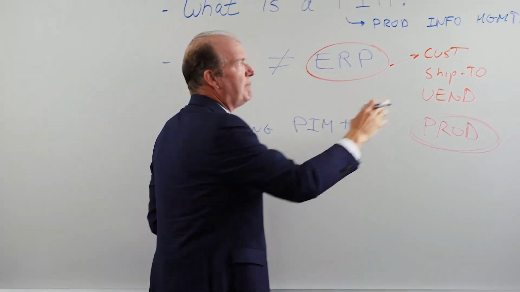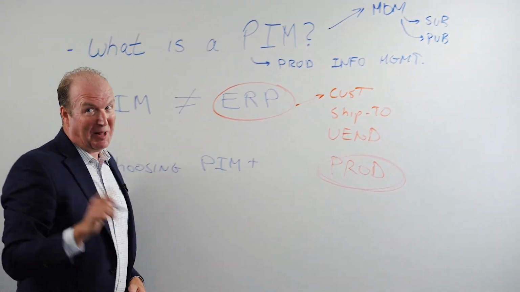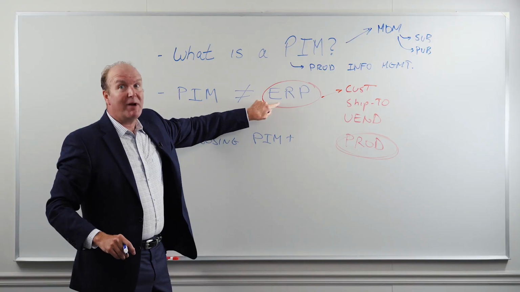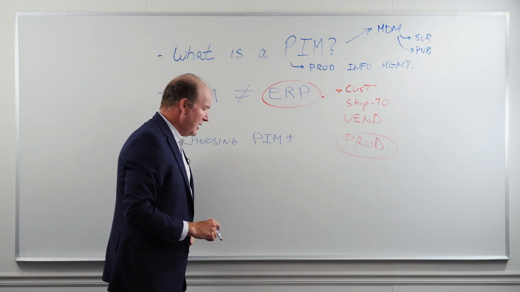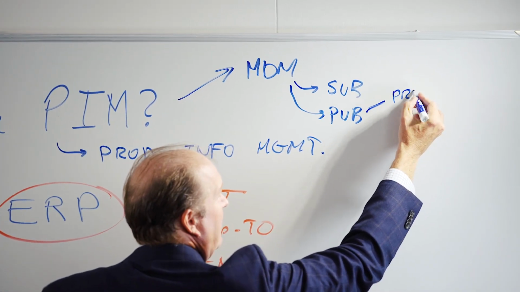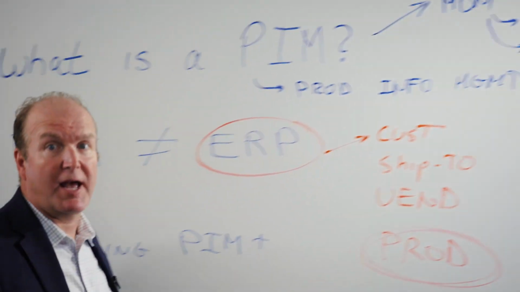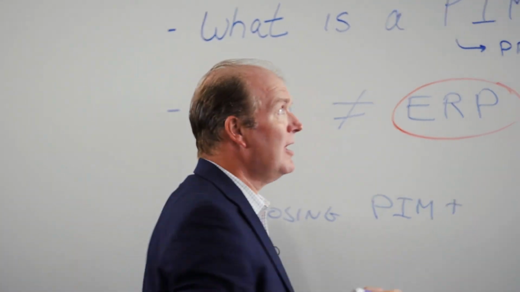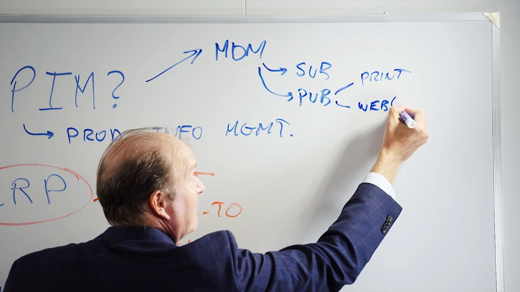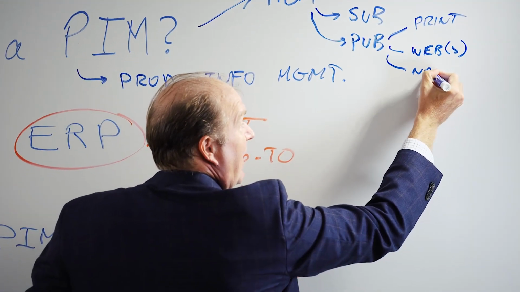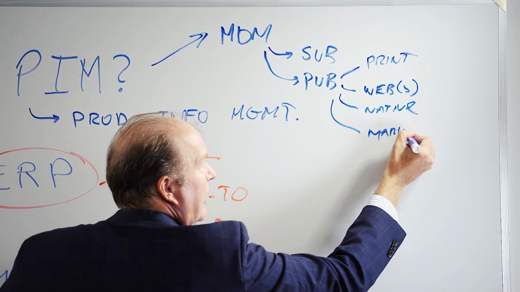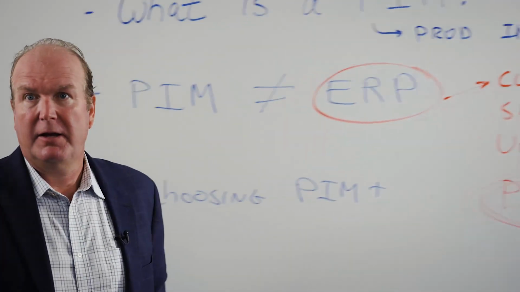Now you might say, well, who would I publish the data to? Well, I guess the first answer could be back to here, the place that is already consuming product information. But we could also publish data to, say, a print catalog. Yes, I did say print catalog, and I don't think it's dead yet. It could be, say, published to your website or websites, your native mobile commerce app, and maybe some marketplace that you want to participate in.